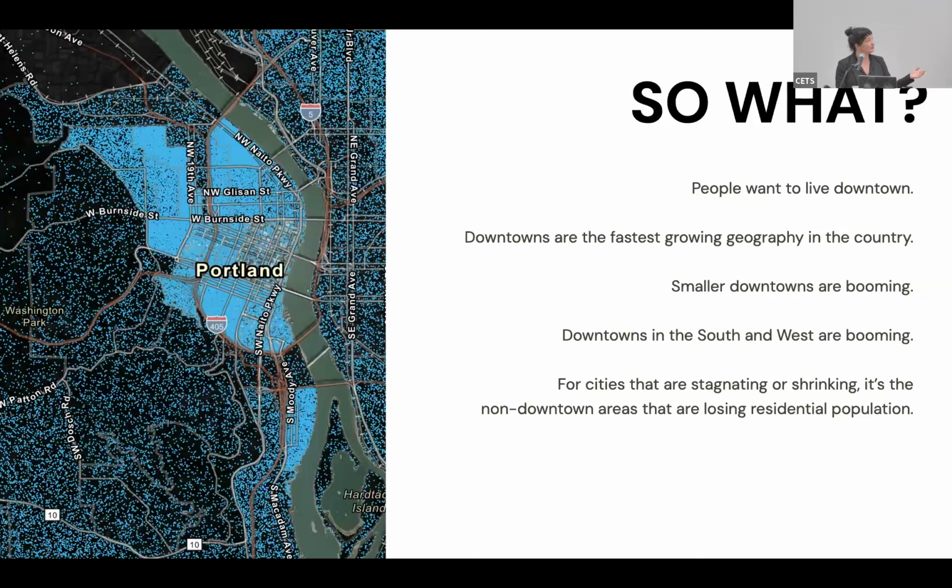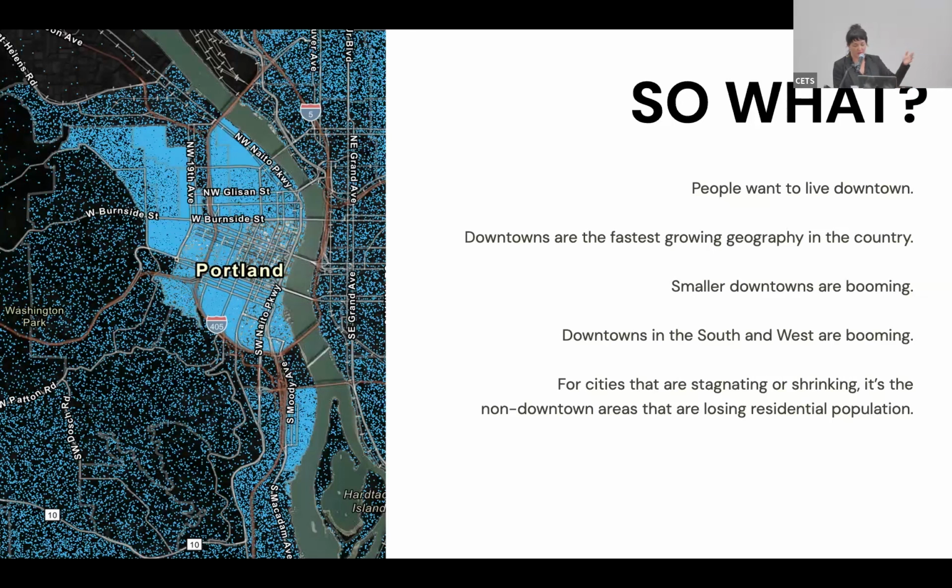So what? This study helps show that even with the new fear of a major respiratory virus and pandemic, people still want to live not in cities, but in the densest part of cities. They want to live downtown, and downtowns are the fastest growing geography in the country.